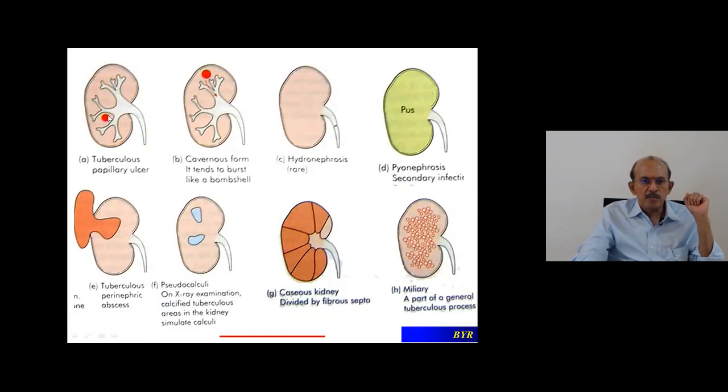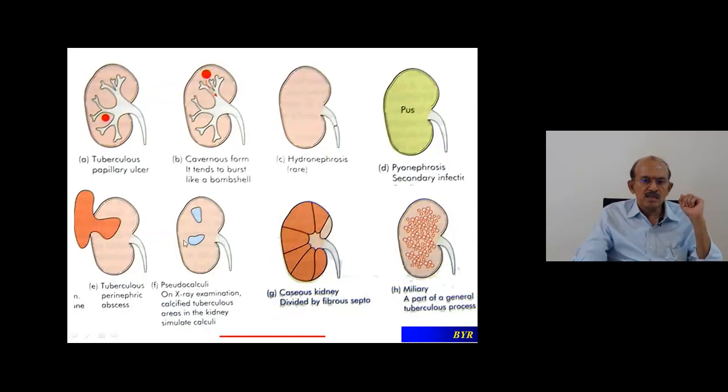An ulcer in the papilla of the kidney. A tuberculous abscess, if it bursts, produces a tuberculous cavity. If the infection spreads to the ureters, it produces ureteric obstruction and hydronephrosis. If it gets infected with tuberculous bacilli, it becomes pus, called pyonephrosis. Then the tuberculous abscess, instead of bursting into the calyces, may burst through the capsule of the kidney outside into the perinephric space. So then it produces a perinephric abscess.